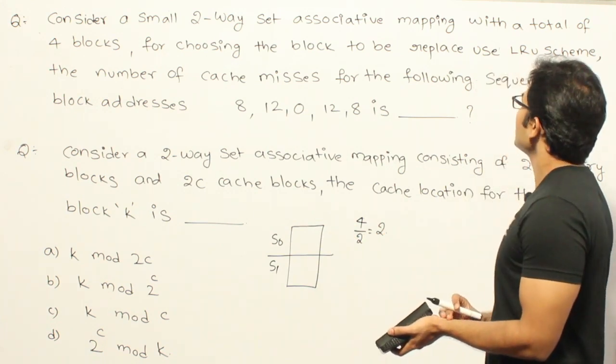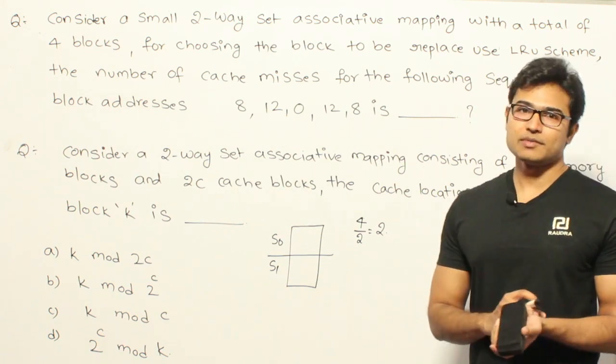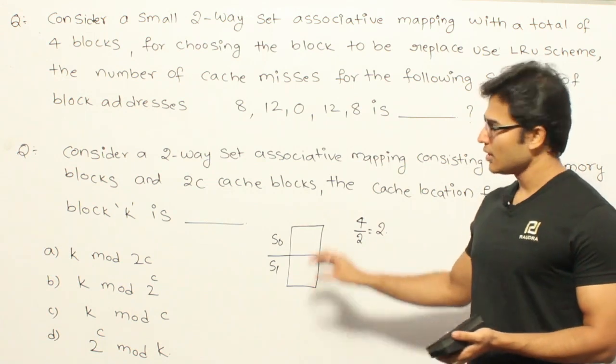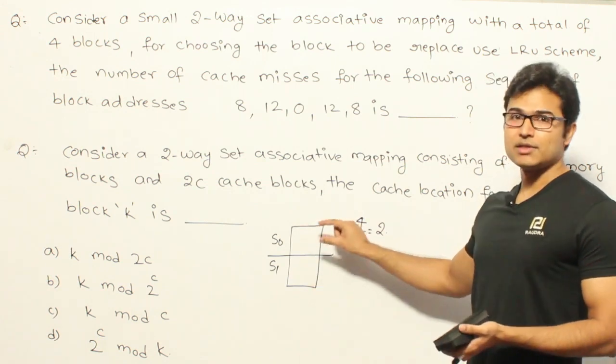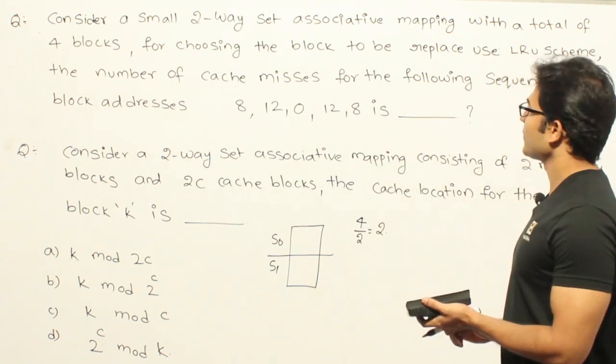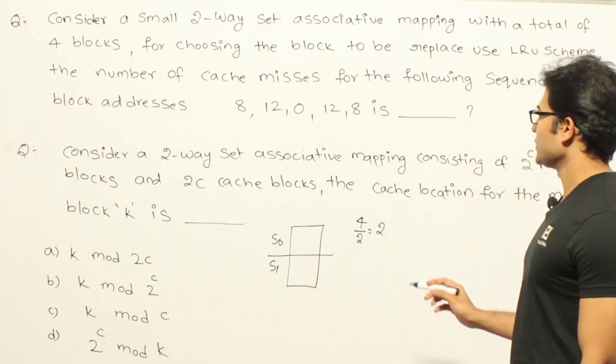Okay, now they are saying that we are going to use LRU for replacement, which means once we decide which set to put the memory block in, after that if the entire set is full, then we are going to replace the existing blocks using LRU. Okay, so let's see what happens here.